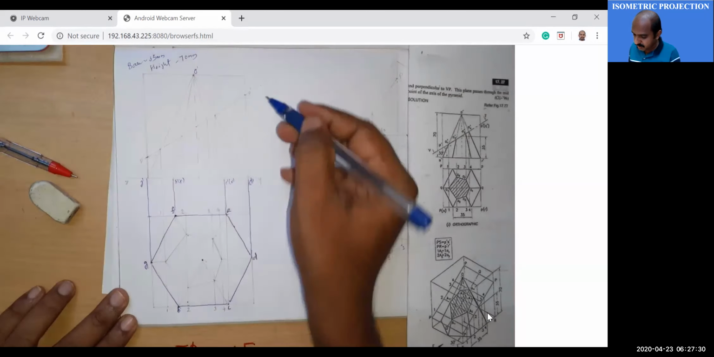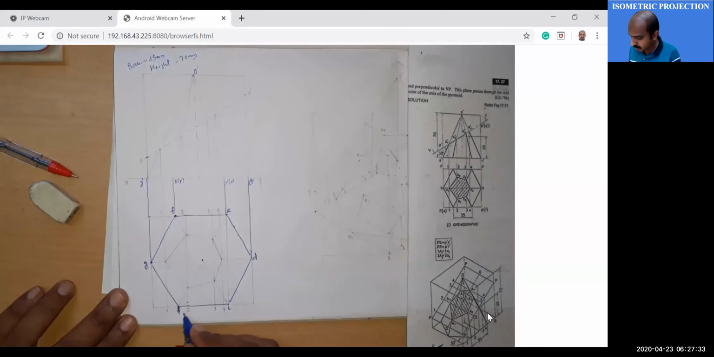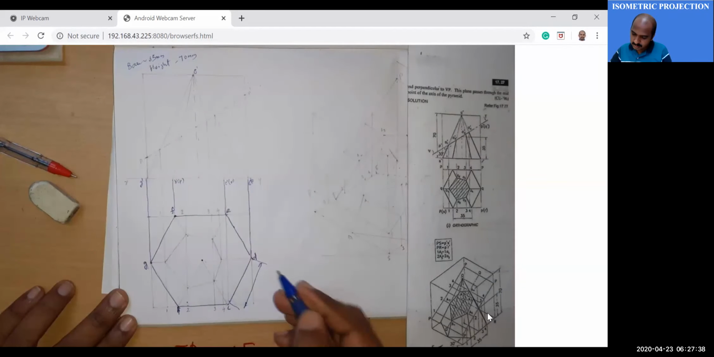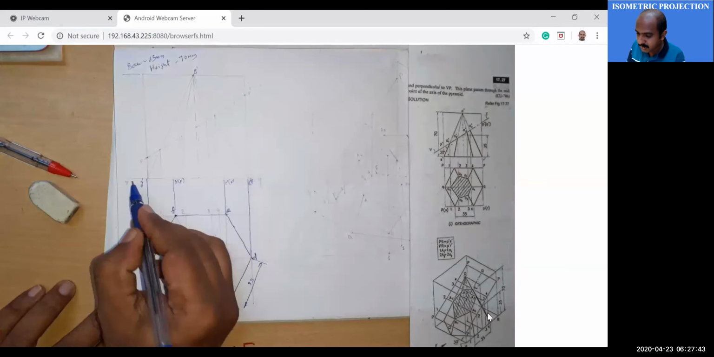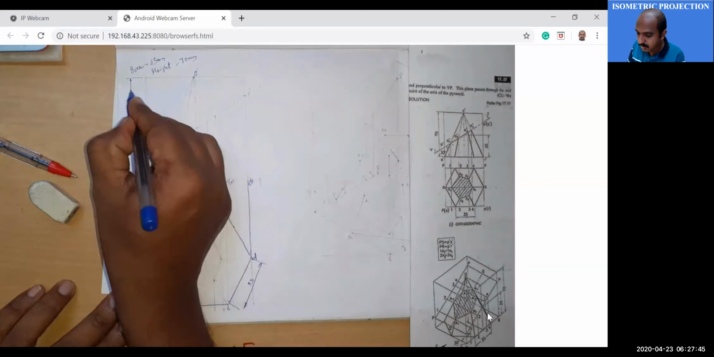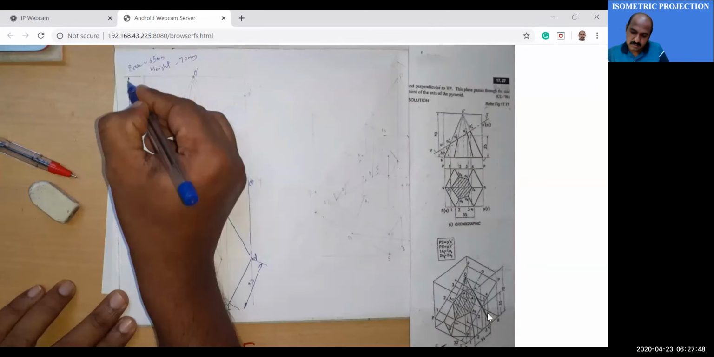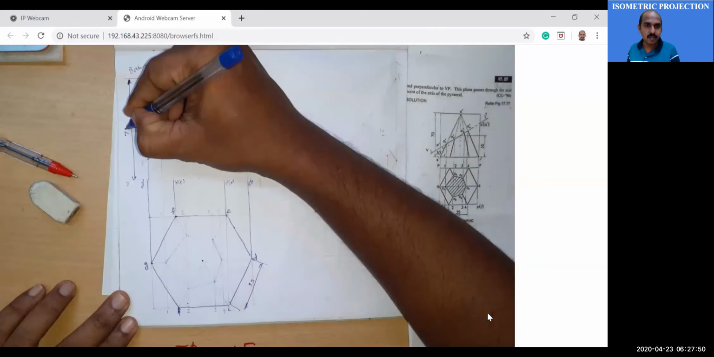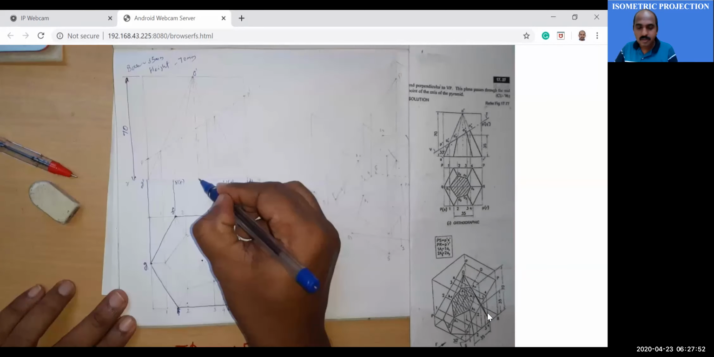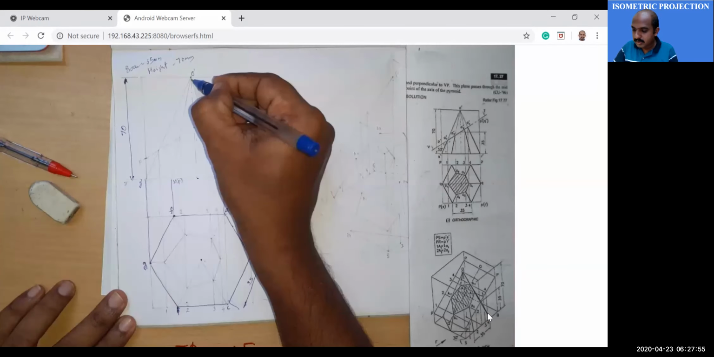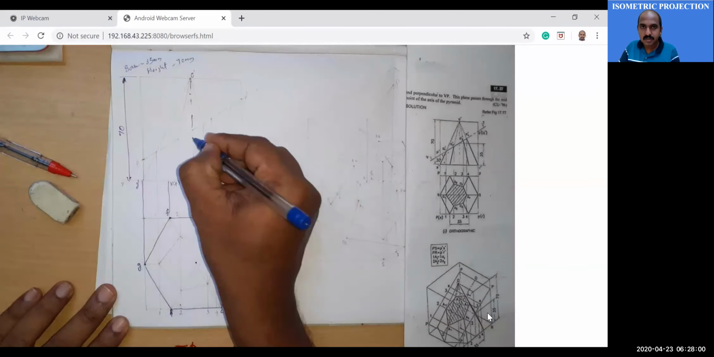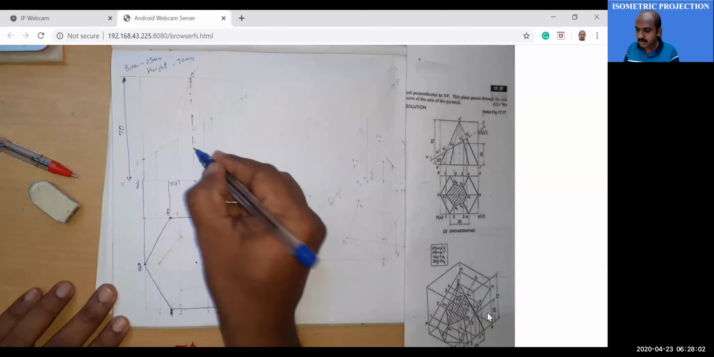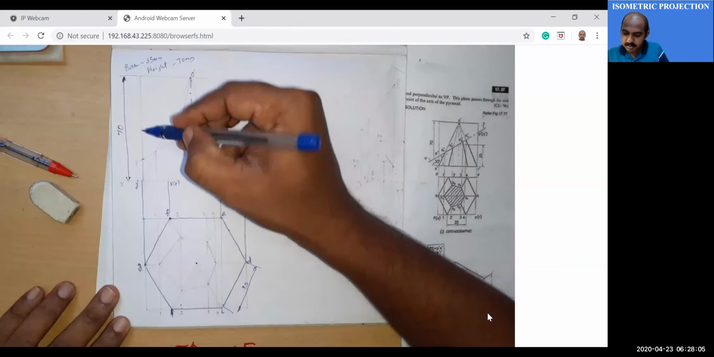And you know the height of the solid. So this is your 35, 35, 35, and the height of the pyramid is given as 70 mm. So this is equal to 70 mm. Okay, so from here you draw the axis of the solid. The height is equal to 70 mm. Then you can complete the solid.